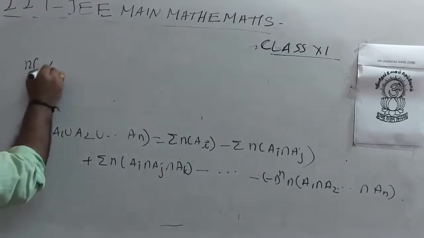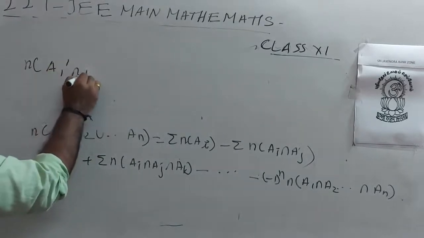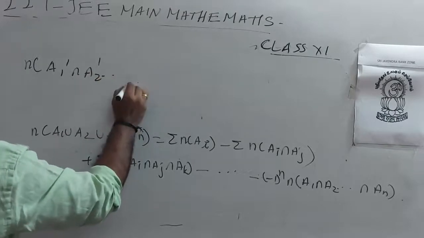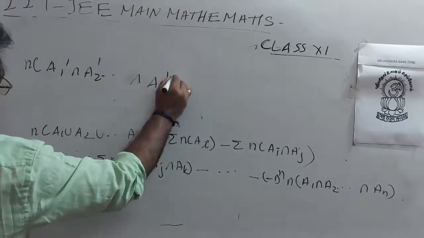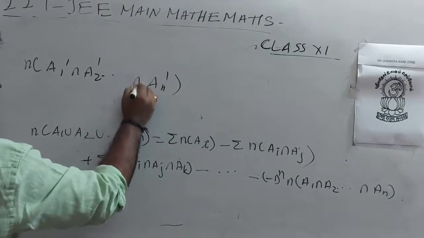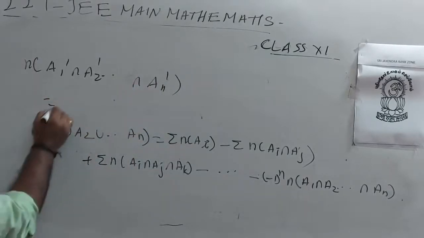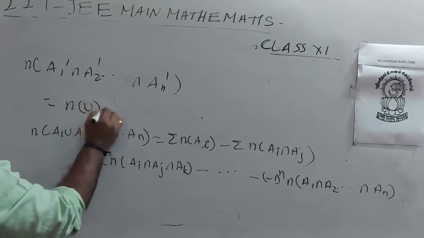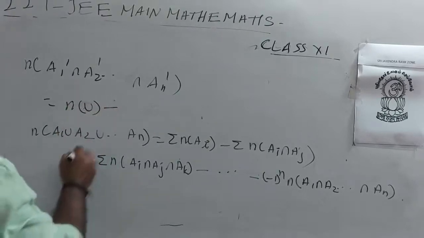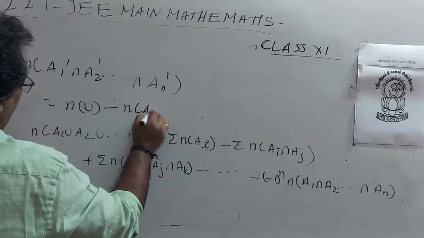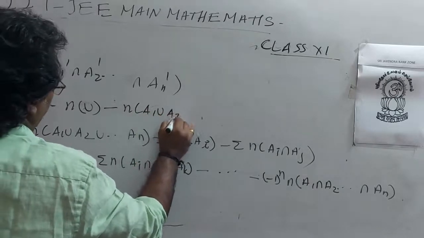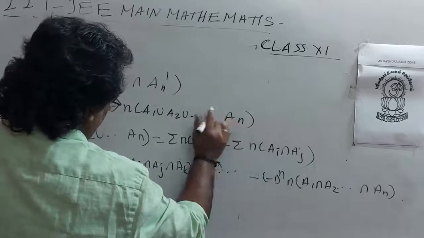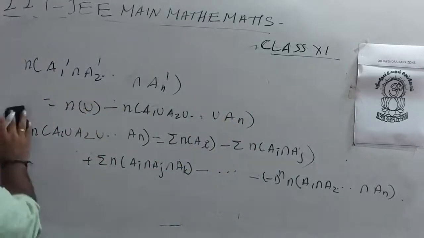n of A1 dash intersection A2 dash and so on intersection An dash equals n of U minus n of A1 union A2 union and so on union An.